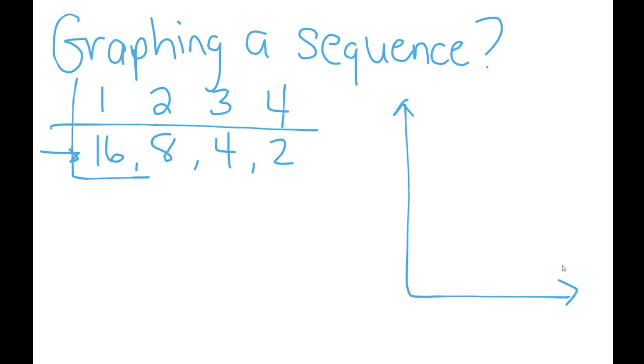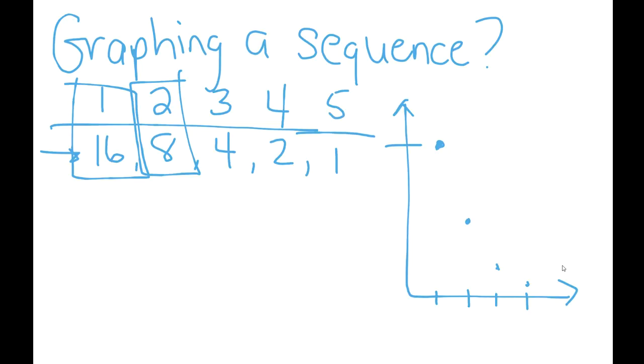So those become your ordered pairs, 1, 16. So go over 1, and let's say that this is 16 up here. Then 2, 8. So over 2, up 8. Then 3, 4, over 3, up 4. And then over 4, up 2. If we want another one, this would be a 1, this would be a 5. So over 5, up 1. You can see what's happening is an exponential function. So if you do ever have to graph it, it will probably form an exponential function.